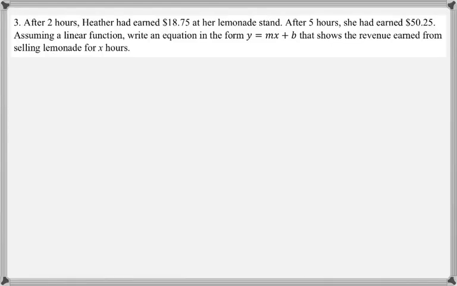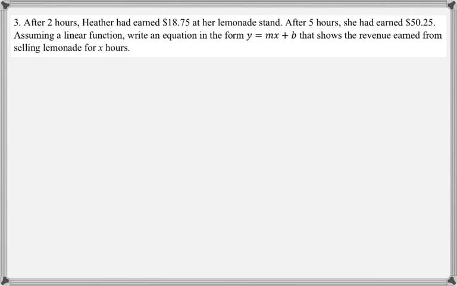Number 3 says, after 2 hours, Heather had earned $18.75 at her lemonade stand. After 5 hours, she had earned $50.25. Assuming a linear function, write an equation in the form y is equal to mx plus b that shows the revenue earned from selling lemonade for x hours.